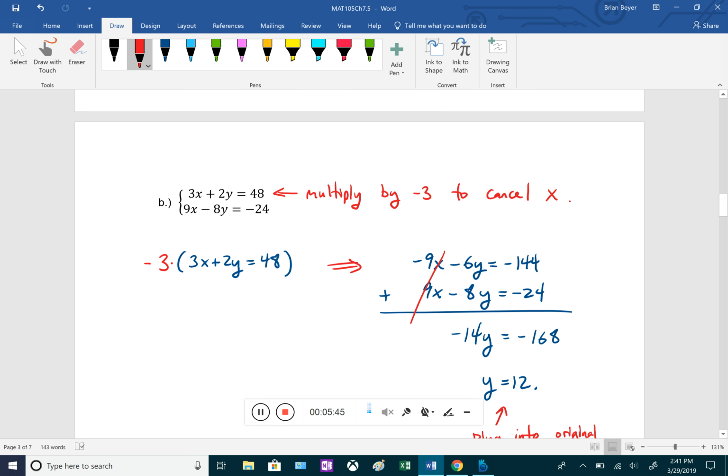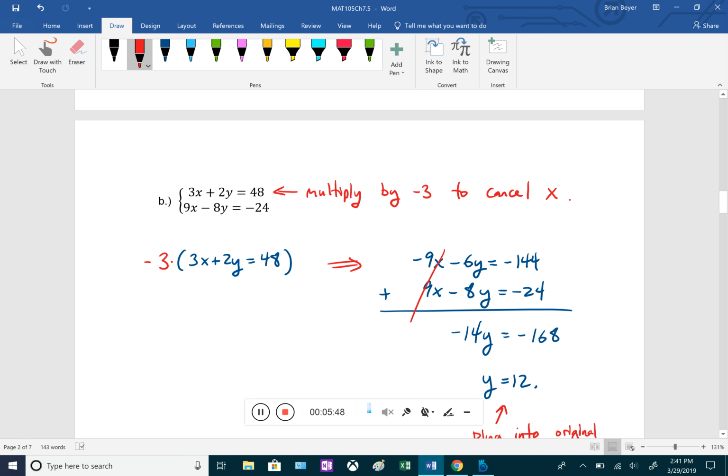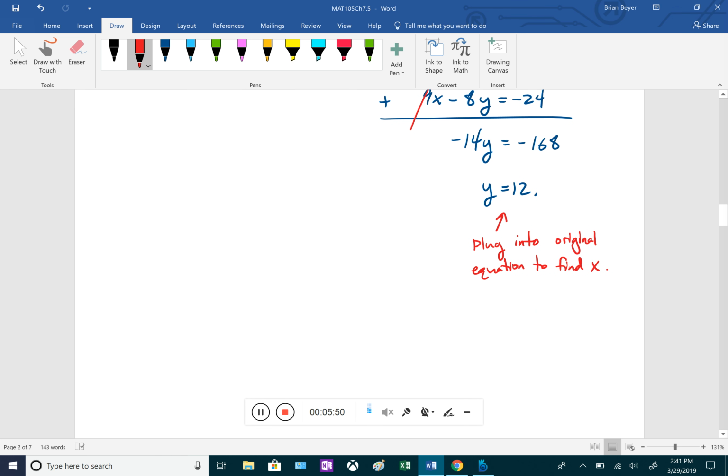So we can pick which one we want to plug in. I'm going to use that first equation. So we're going to plug into 3x plus 2y equals 48. We're going to plug in y equals 12. And now we can solve that for x. So this is this step right here.